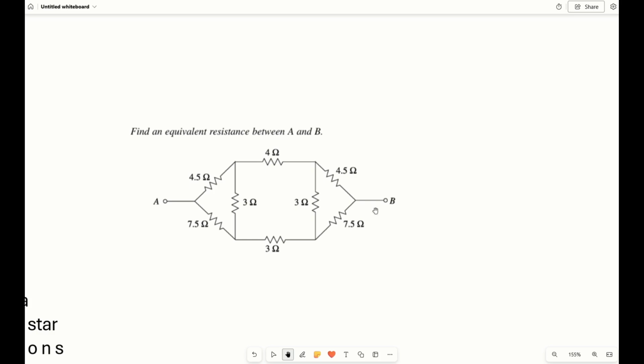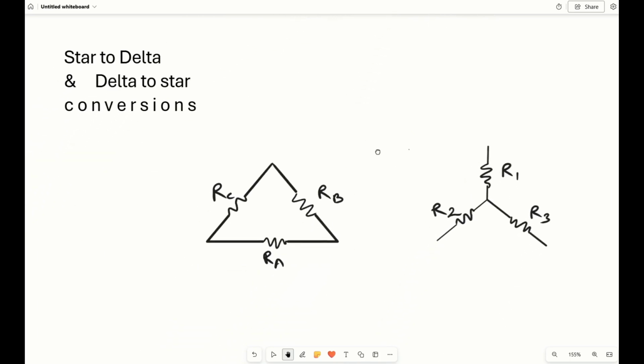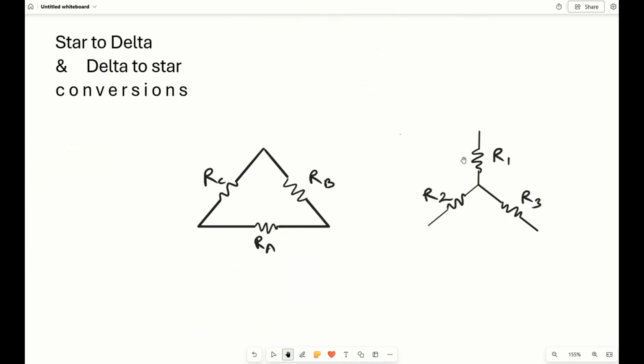But in this case, as we can see in this shape, the 4.5 and 7.5 resistors are not in series or parallel combination. Similarly on the other side also, so it is difficult to identify if the circuit is of this form. So in order to get the solution for this circuit and determine the equivalent resistance, we have to take help of star to delta and delta to star conversions. To start with, first let us see what a star and a delta connection are.